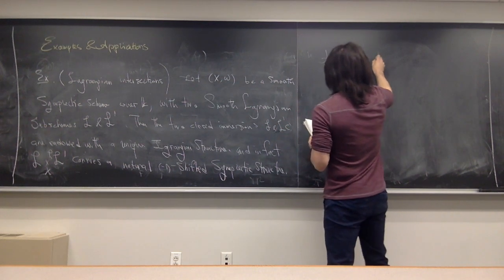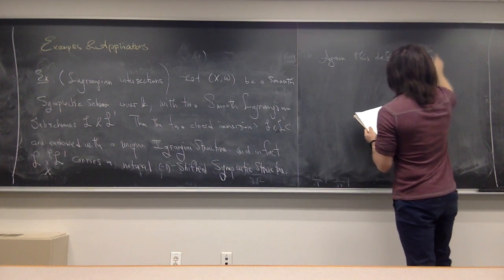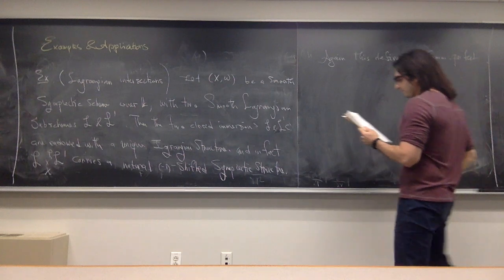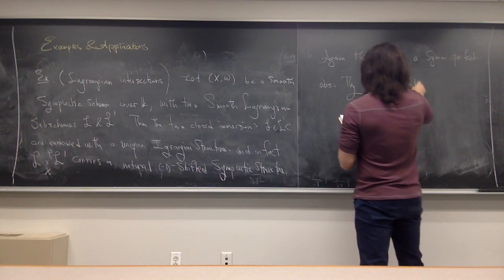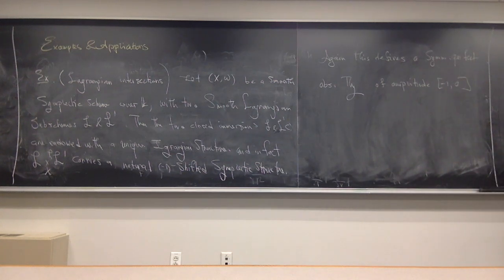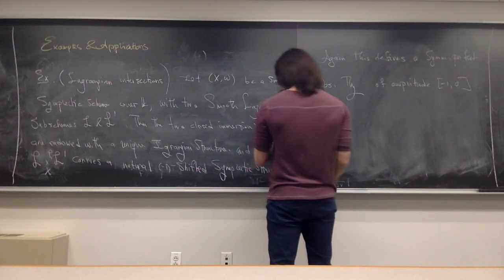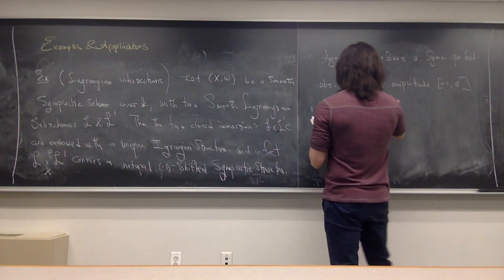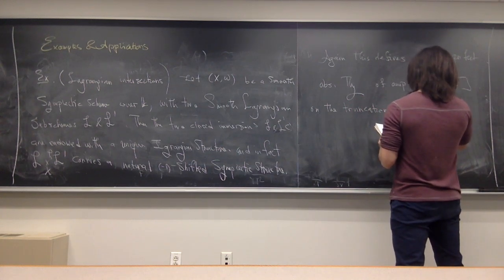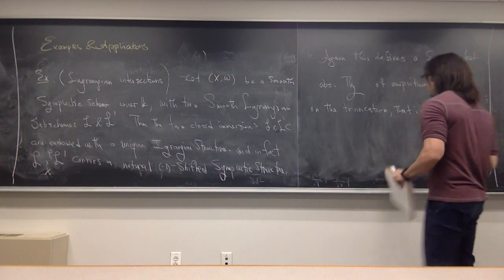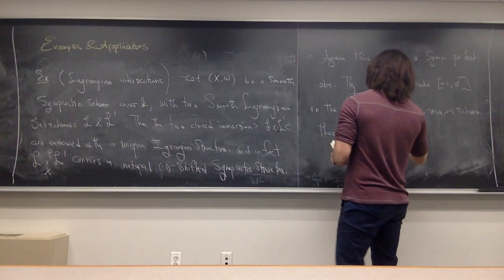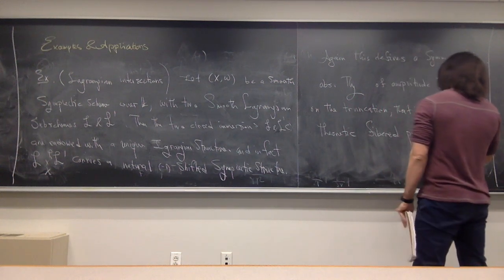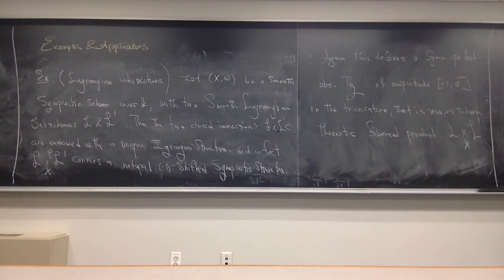Again, this defines a symmetric perfect obstruction theory of amplitude -1, 0, meaning that that object in the derived category only has cohomologies in -1 and 0 levels on the truncation, that is the usual scheme-theoretic fibered product L times L prime over X, but not the homotopy one, the usual one.